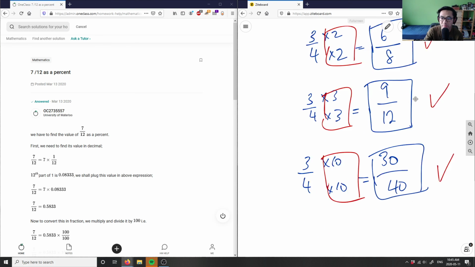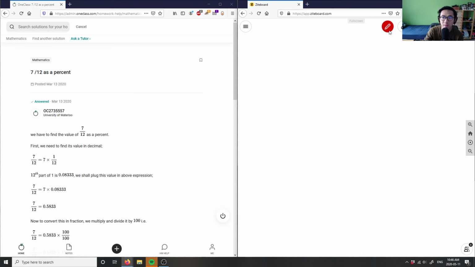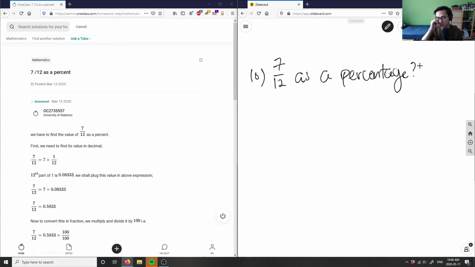This here's 9. So we have 2 more questions. Number 10 here is asking us 7/12 as a percent. So again, there's 2 ways to think about this problem here. We have 7/12 here as a fraction, right? This guy here is a fraction. And I want a percentage, right?